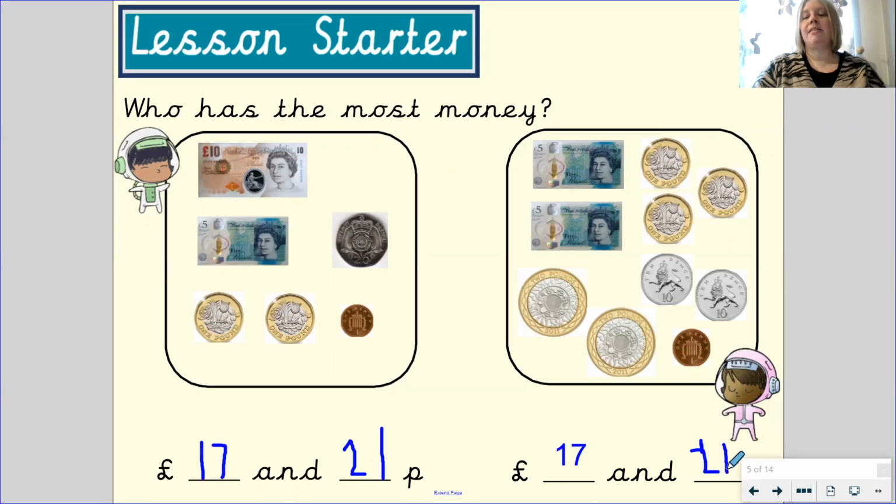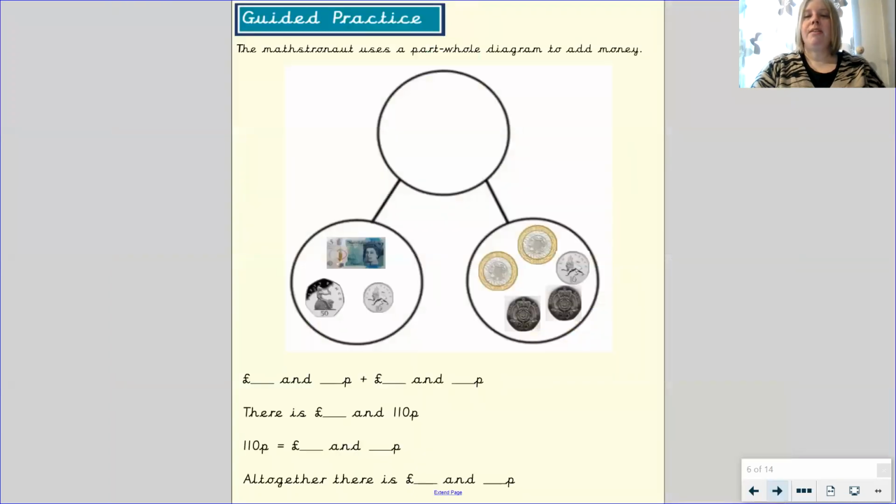21 pence. So altogether, she has £17 and 21 pence. Both astronauts have £17 and 21 pence. So the amount of money they have is equal. They have the same amount of money. It has just been made in different ways using different combinations of notes and coins.